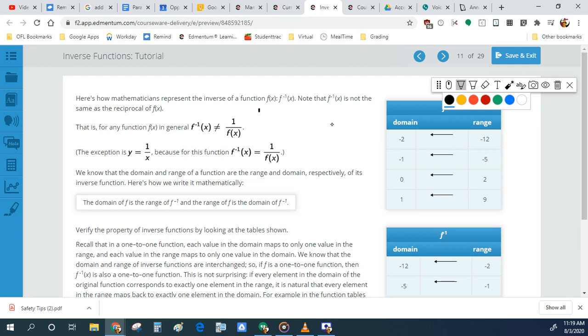So your domain for a fraction, it's always going to be the bottom, so your denominator has to be greater than 0. Or I'm sorry, I'm thinking about roots. Your denominator cannot equal 0. So there'll be points in a graph that cannot equal 0.